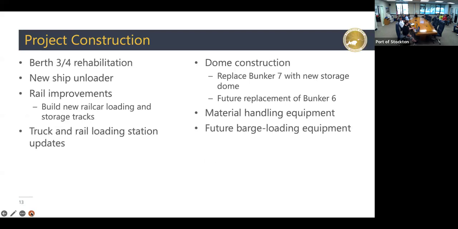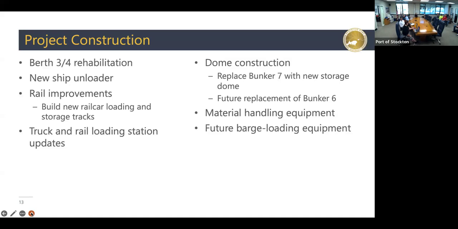The major construction elements of the proposed project include rehabilitating berth 3-4, installing a new ship unloader, rail improvements, which involve building a new loading track and constructing storage tracks, truck and rail loading station modifications, dome construction, specifically replacing bunker 7 with a new storage dome and future replacement of bunker 6, minor piping alterations to support alternative delivery methods, and future barge loading equipment installation. These elements are integral to upgrading the terminal, enhancing efficiency, and preparing for future demand.